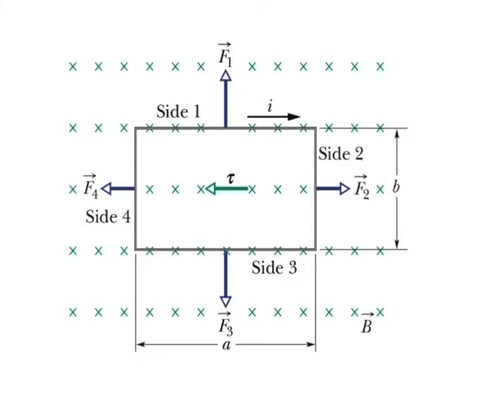We can show that the force vector F4 acting on side 4 has the same magnitude as F2 but the opposite direction. Thus, vectors F2 and F4 cancel out exactly. Their net force is 0, and because their common line of action is through the center of the loop, their net torque is also 0.